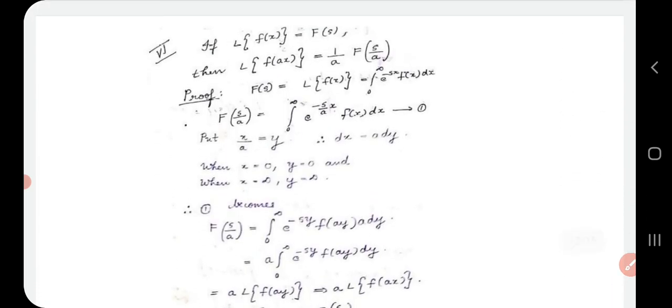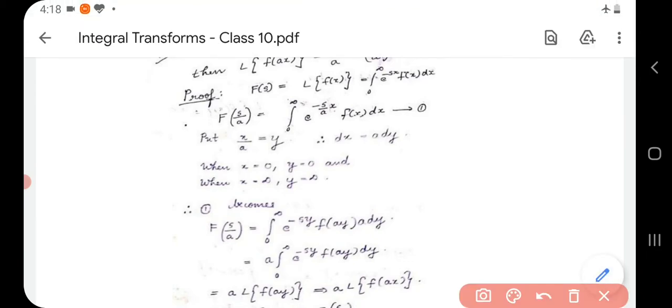Now another form. If the Laplace transform of f(x) is F(s), then the Laplace transform of f(ax) will be equal to 1 by a F(s by a). Okay. So this is the formula that we already know. That is for F(s). Now for F(s by a), what are the changes that you have to make? In place of this s, you have to write s by a.